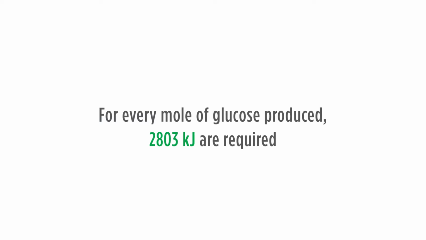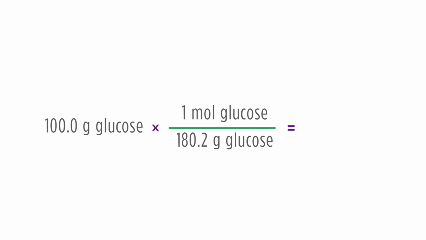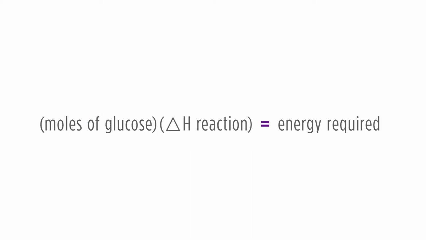Since we know that it is kilojoules per mole, to get the energy required, all we need to do is multiply 2,803 kilojoules per mole by the number of moles that we're going to be producing. Therefore, we'll take 100.0 grams of glucose multiplied by 1 mole of glucose per 180.2 grams of glucose. Grams of glucose cancel, giving us 0.5549 moles. So we'll take moles of glucose multiplied by the delta H reaction that we got from the thermal equation, and that will give us the energy required.